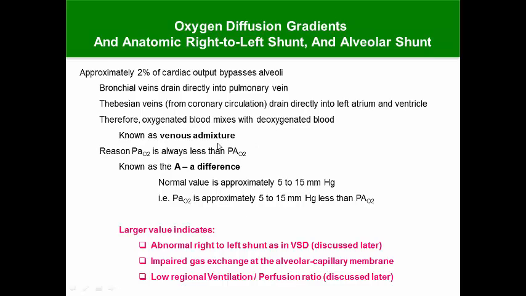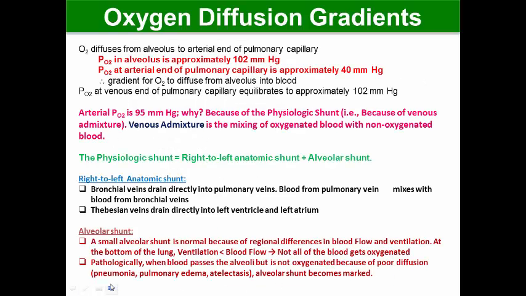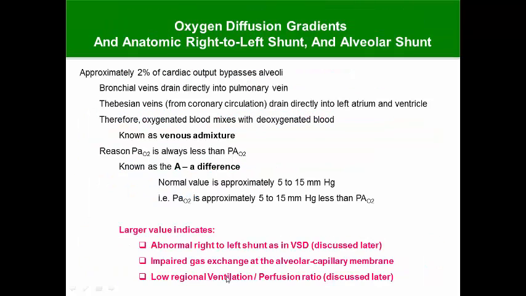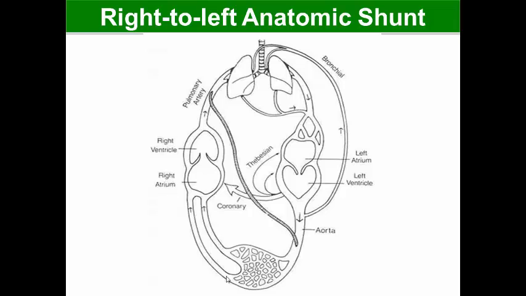If the difference is large, this indicates abnormal right to left anatomic shunt, like what we have in ventricular septal defects, or there could be impaired exchange of gases across the alveolar capillary membrane, like what we have in pneumonia, pulmonary edema, and atelectasis, collapse of the alveoli, or it could be due to the low regional ventilation to perfusion ratio at the base of the lung, and we will discuss this in one complete lecture, as I've just mentioned. So this diagram summarizes the right to left anatomic shunt.